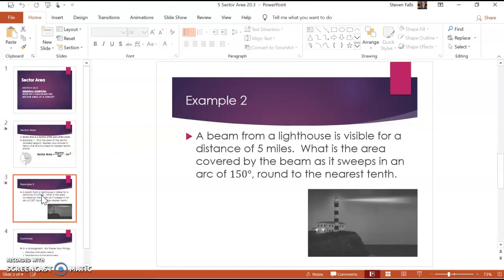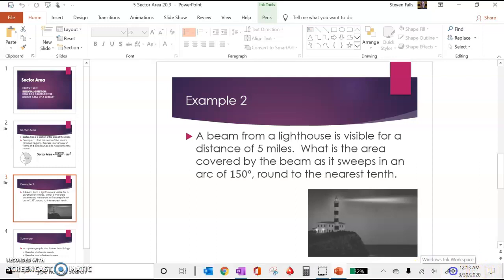Again, pause it, copy the problem. As soon as it's all copied, then click continue. All right, so it says a beam from a lighthouse is visible for a distance of 5 miles. What is the area covered by the beam as it sweeps in an arc of 150 degrees, round to the nearest tenth? Okay, so let me pull up my whiteboard.